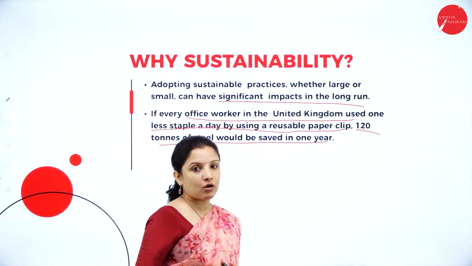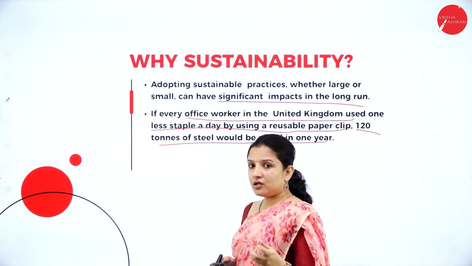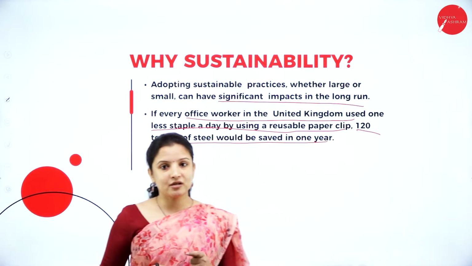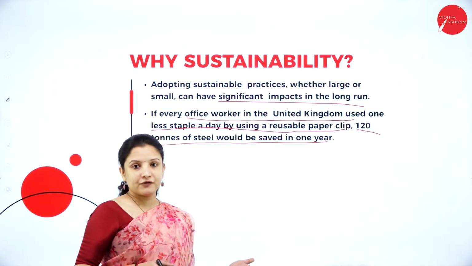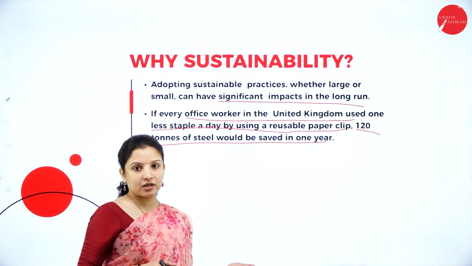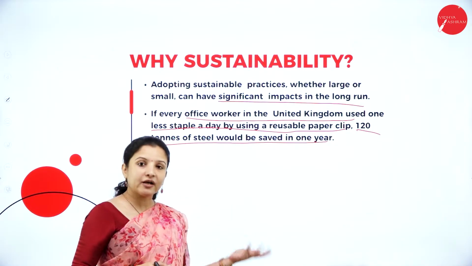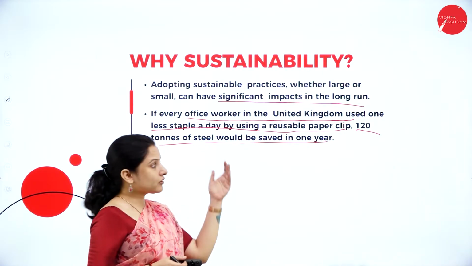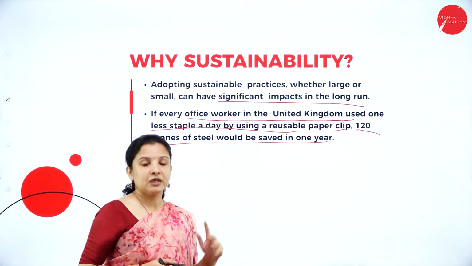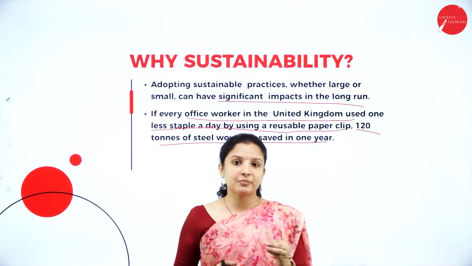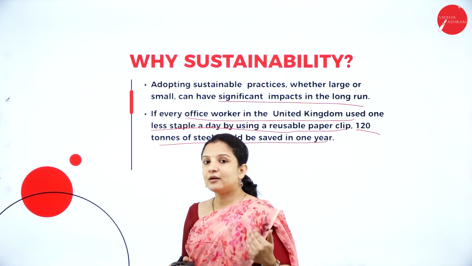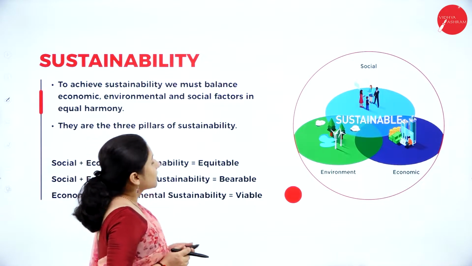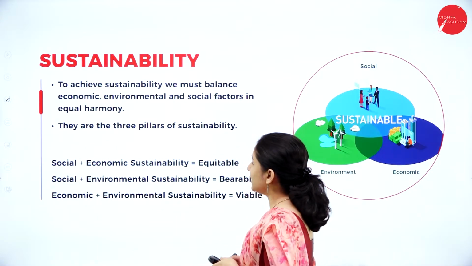Steel is also non-renewable, right? So imagine, if you can save 120 tons of steel per year, you're doing something for the future generation. You're saving it for the future generation. So there is an alternative here. Why can't you go for that alternative? Is it necessary that you use only a stapling pin? You can go for an alternative like using a paper clip. So now you might have understood why sustainability is important. There are many examples which I'll take in this particular session, which will make you understand even better. So next, moving on to sustainability in detail, we'll study.